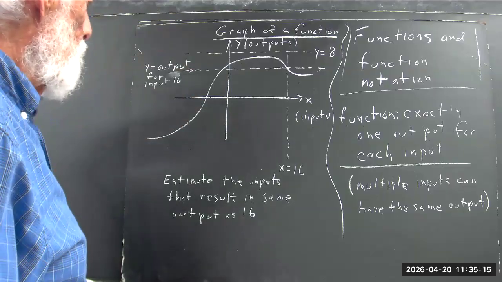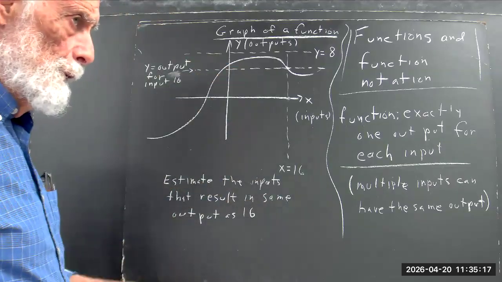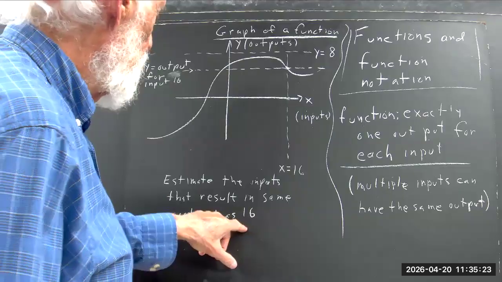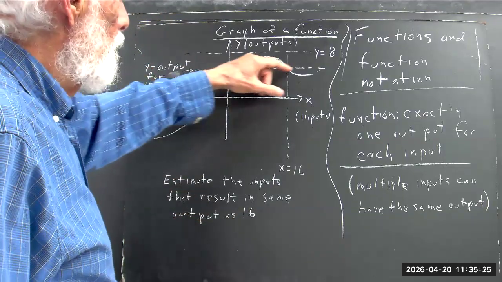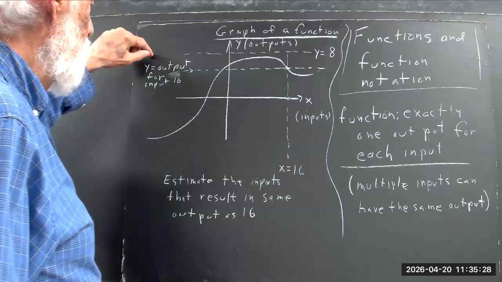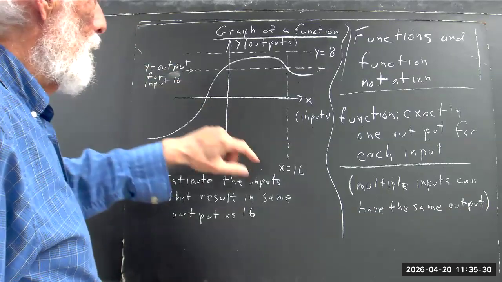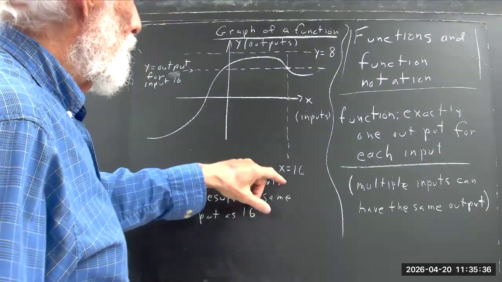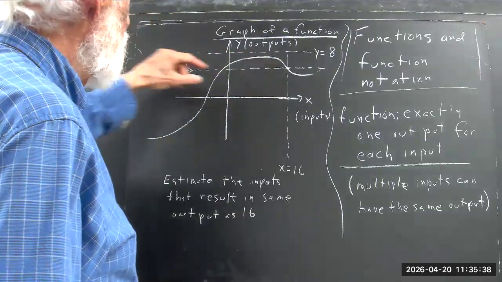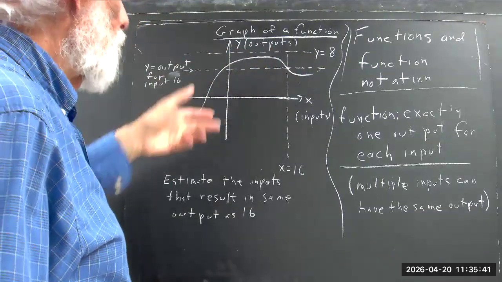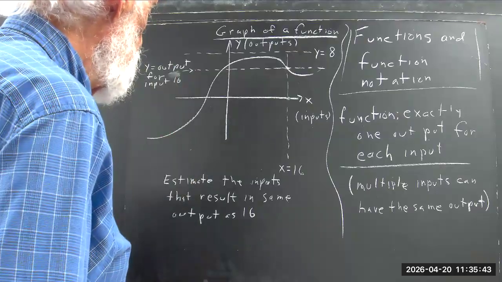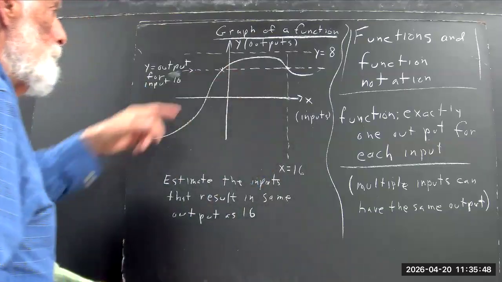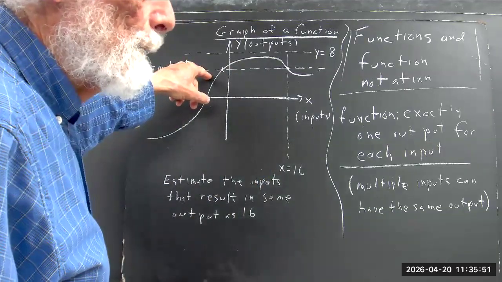So don't let it do your thinking for you. In any case, you have to think in order to answer this question. We want to find inputs that result in the same output as 16. Well, everything along this line here has the same output as the output you get for x equals 16. The output for x equals 16 is whatever the y value is on this line. Are there other inputs that would give you the same output? Well, yeah. Right here is a point that has the same output.